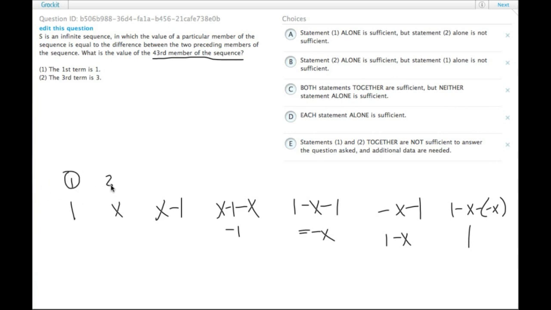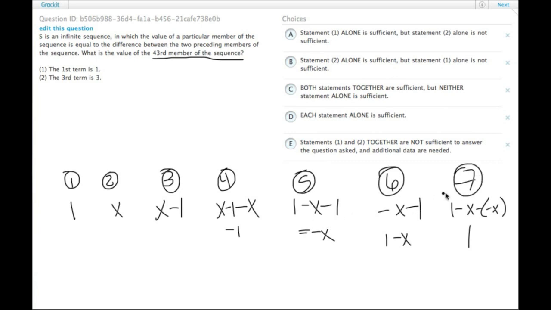So, 1, 2, 3, 4, 5, 6, 7. Statement 1 tells us that every multiple of 6 plus 1 term, like the seventh term here, we've gone back to 1 again. So the 43rd member of the sequence is 6 times 7 plus 1. So we go through this cycle 7 times, and we know that the 43rd member of the sequence equals 1. So statement 1 is sufficient, and we cross off B, C, and E.